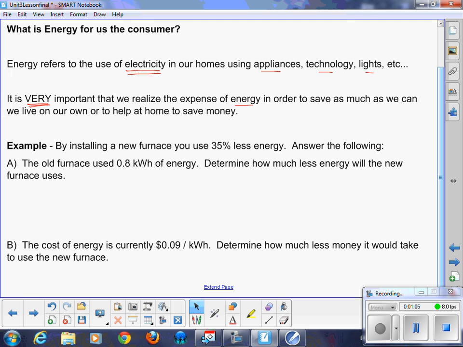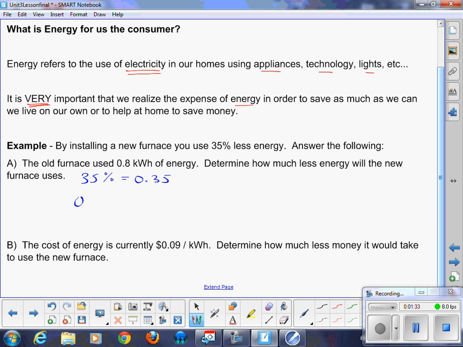By installing a new furnace, you use 35% less energy. Answer the following. The old furnace used 0.8 kilowatts of energy. Determine how much less energy the new furnace uses. Remember, when we're calculating using percentages, we take our percent, 35%, and we convert it to a decimal, so 0.35. So we're using 35% less energy.